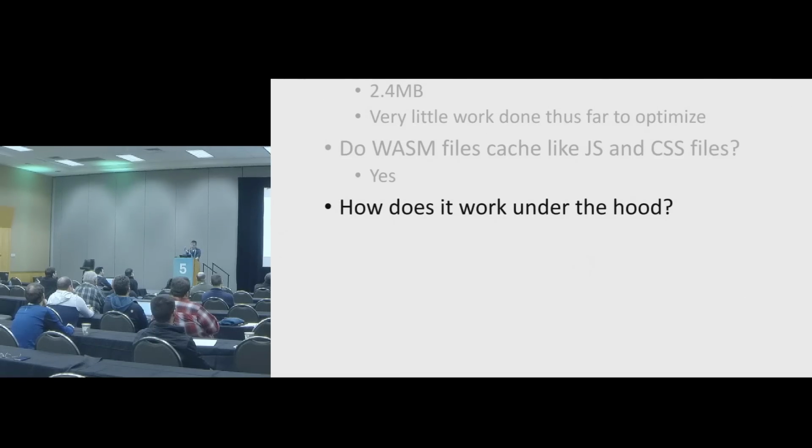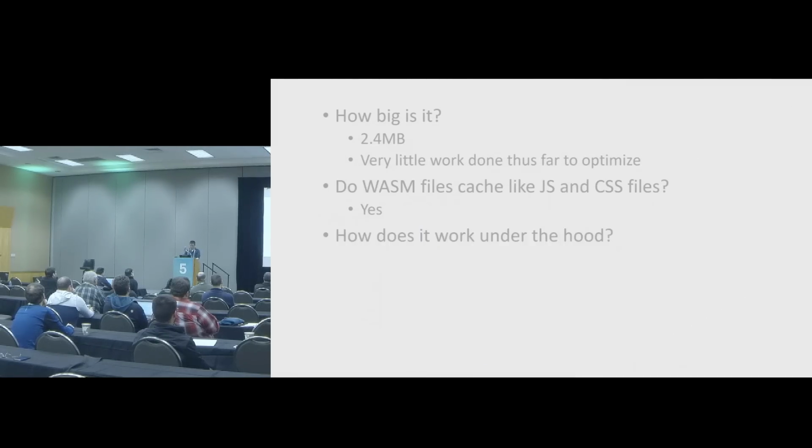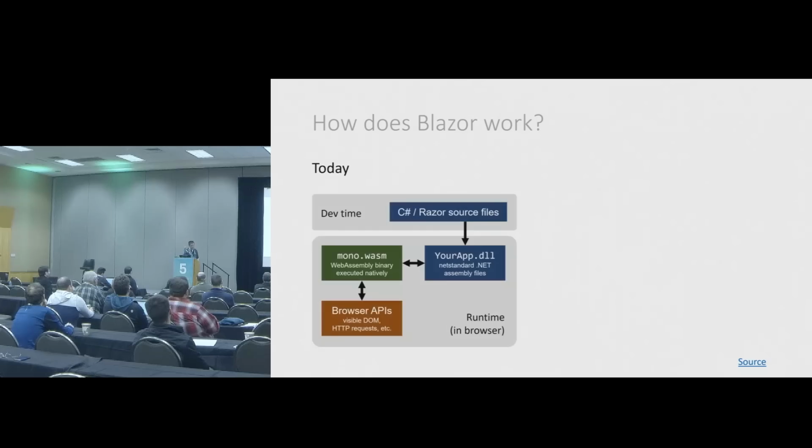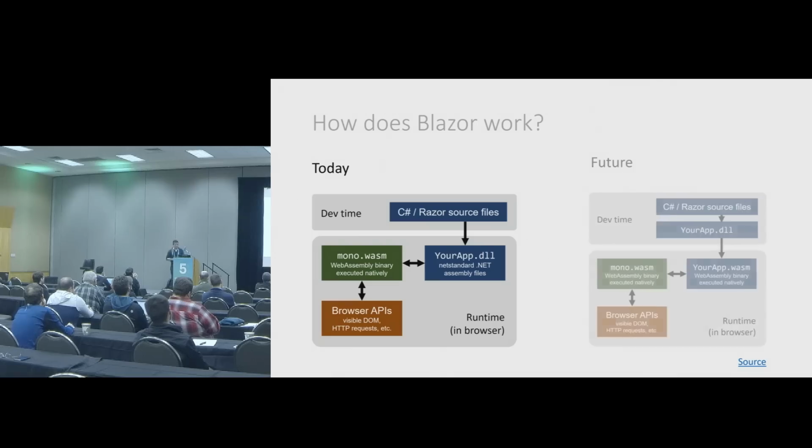So how does it work under the hood? Zoom out. So how does Blazor work? At dev time, when I'm making those changes to those components, it generates DLLs on the fly. And those DLLs are loaded in the browser and read from the Mono runtime, which is actually compiled to full WebAssembly. So it's loading your DLLs in the browser, which is a little trippy, as is this whole thing. And then Mono reads it on the fly and loads your DLLs for you. And then Mono talks to the browser APIs.